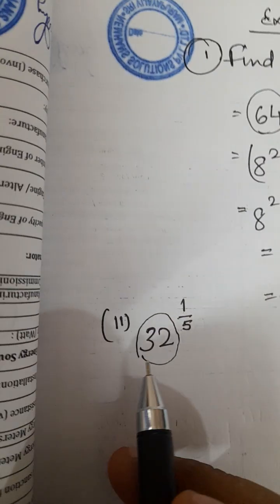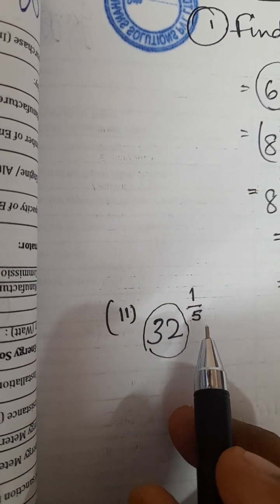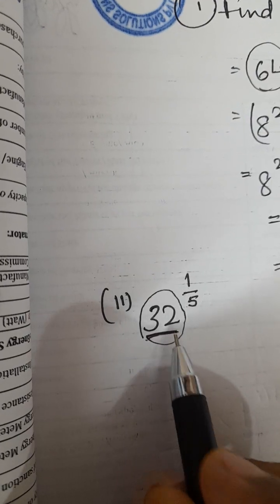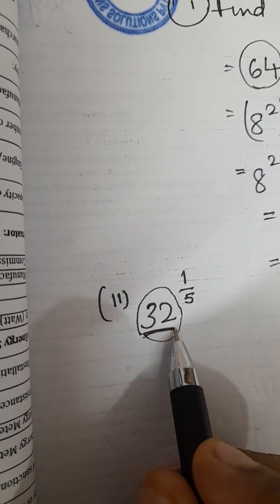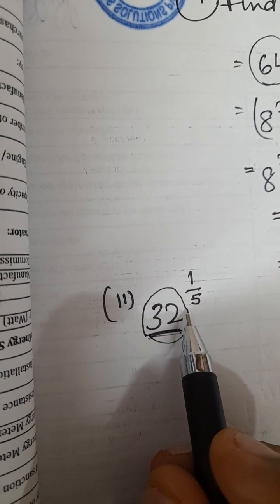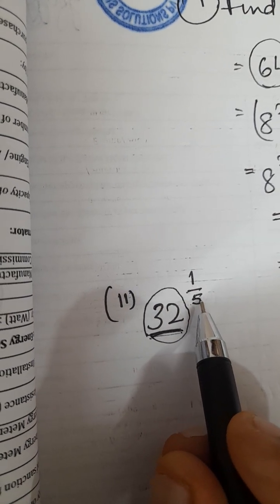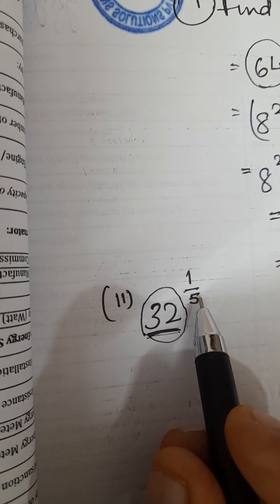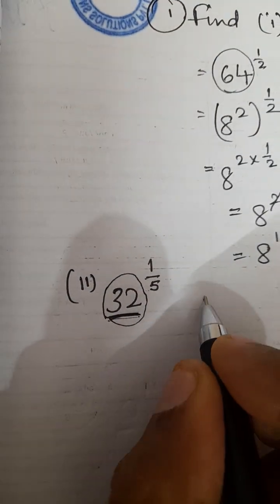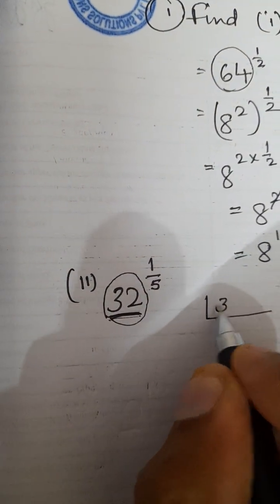Okay, you have 32 to the power 1 by 5. Now let us see, 32 is not a perfect square. I have to represent 32 in such a way that I get 5, so that I can cancel this 5. So I'll go by the LCM method to find out which number I can use.